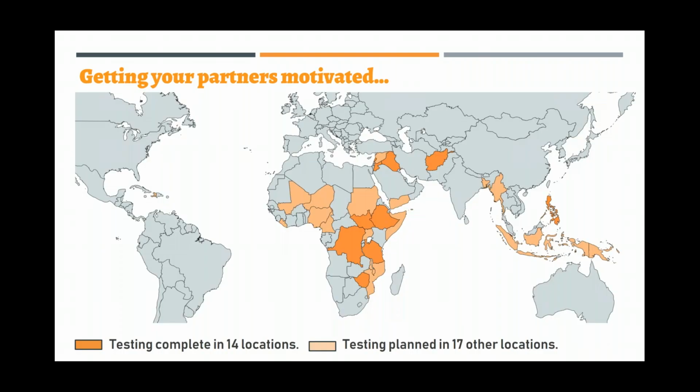So I appreciate that when there is a crisis, it's often the last time when you would want to try out something new. Normally you want to avoid risk if you can. But don't worry, these tools are now being tested in countries all around the world. In the dark orange, you can see 14 locations where we've already completed testing of the WashM tools, and many others in light orange where we're planning to test over the coming months.